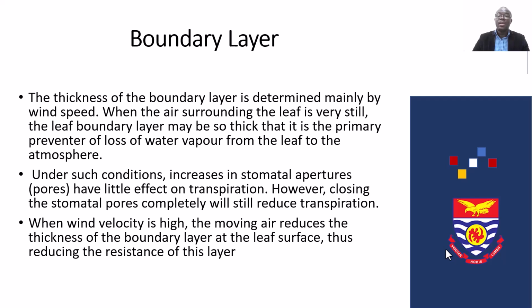The thickness of the boundary layer is determined mainly by wind speed. When the air surrounding the leaf is very still, the leaf boundary layer may be so thick that it is the primary preventer of loss of water vapor from the leaf to the atmosphere. Under such conditions, increases in stomatal apertures have little effect on transpiration. However, closing the stomatal pores completely will still reduce transpiration. When wind velocity is high, the moving air reduces the thickness of the boundary layer at the leaf surface, thus reducing the resistance of this layer.